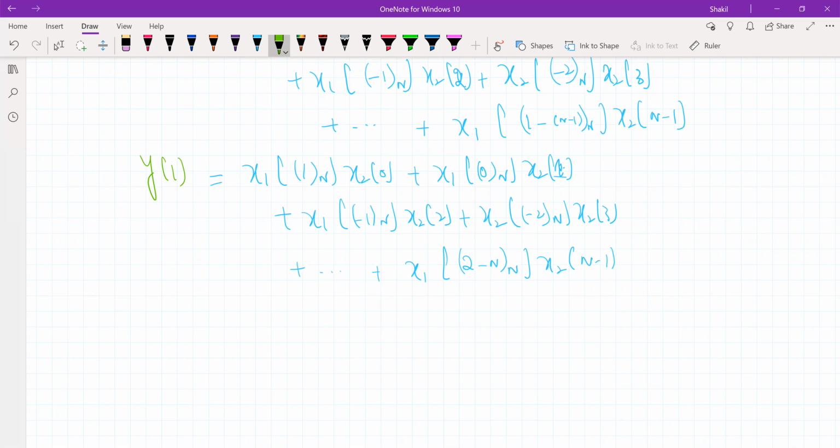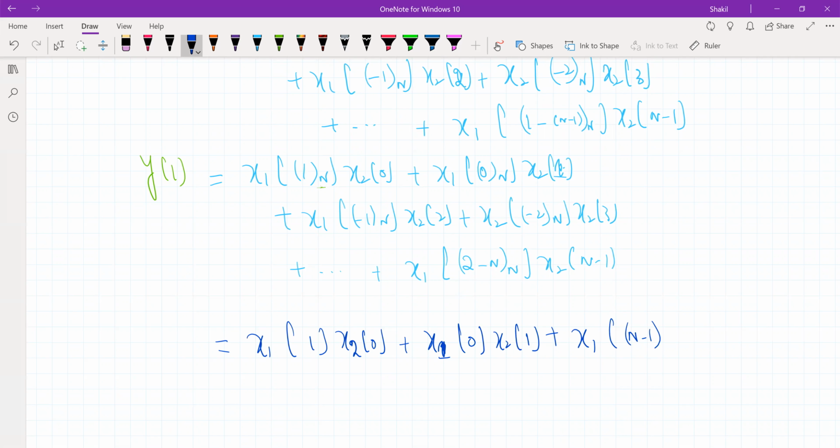Now remember, any positive number under the modulo operation is the number itself. So you don't need to do anything with x1 of 1 modulo n, and likewise with 0 modulo n, which is 0 itself. Now, how do I evaluate the negative ones? The simple trick is to add n to it, since you are doing modulo n. So add n to it, and minus 1 becomes n minus 1, minus 2 becomes n minus 2.